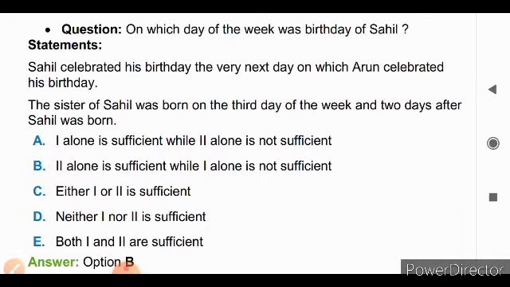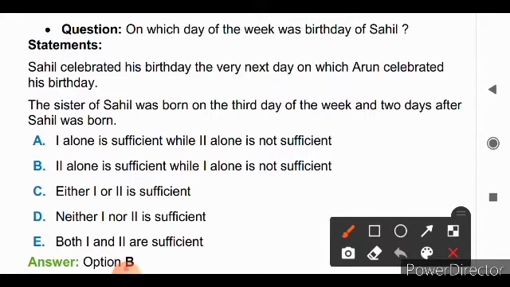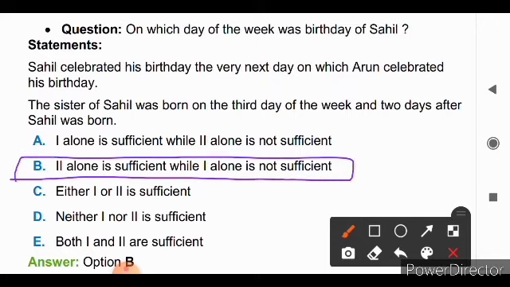Next question is, on which day of the week was the birthday of Sahil? Statement 1 is, Sahil celebrated his birthday the very next day after the day on which Arun celebrated his birthday. Statement 2 is, the sister of Sahil was born on the third day of the week and 2 days after Sahil was born. So statement 1 does not mention the day of the week on the birthday of Arun or Sahil, and with statement 2, Sahil's sister's birthday is on the third day of the week. So third day of the week is Wednesday, and Sahil was born 2 days before Wednesday, so we can say Sahil's birthday is on Monday. So only statement 2 is sufficient to answer the question. So answer is option B, 2 alone is sufficient while 1 alone is not sufficient.